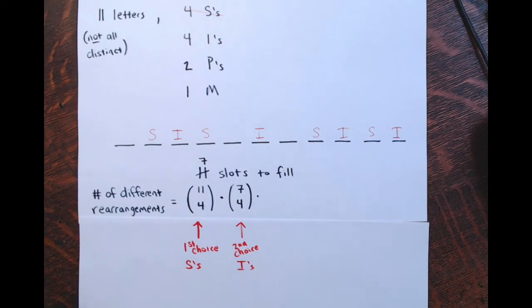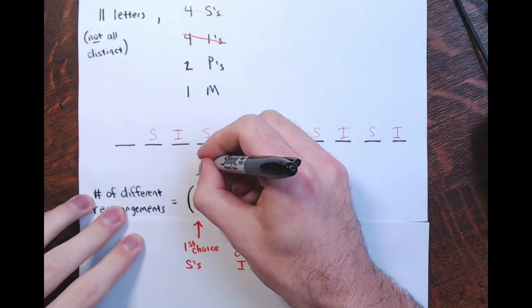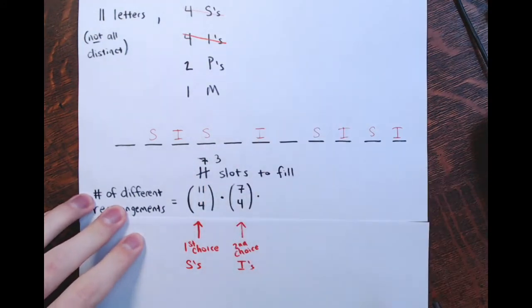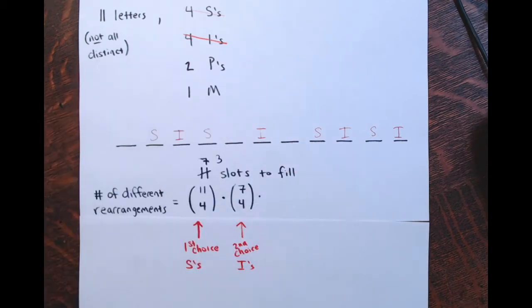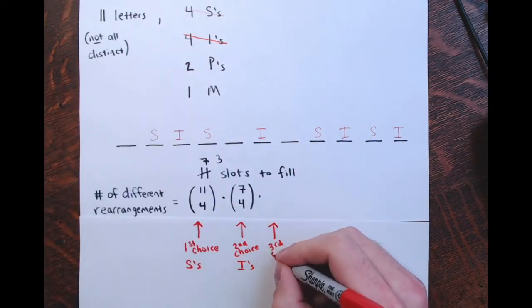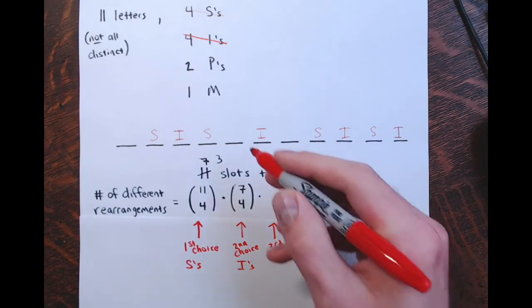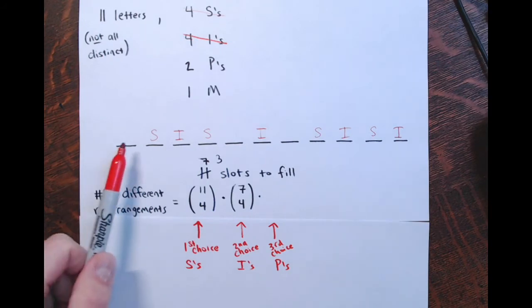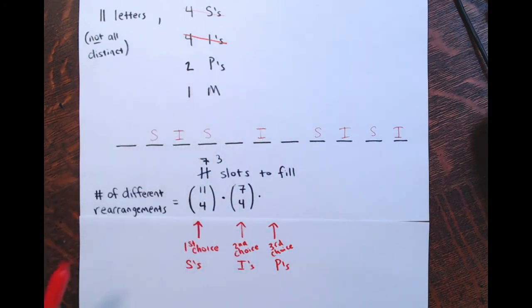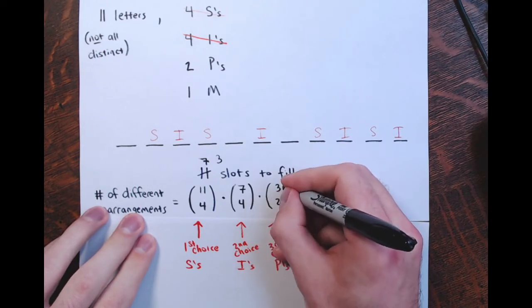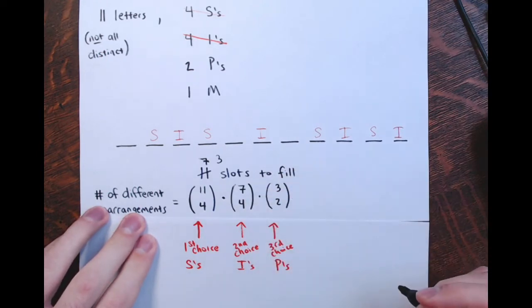So now I'm done choosing where the I's go, and once I've chosen where the I's go, now there's only 3 slots left. This, and this. And next choice, third choice. Let's choose where the P's go. Where do the P's go? Now there's only 3 spots to fill. You have 2 P's, so that'd be 3 choose 2. All right, 3 choose 2.